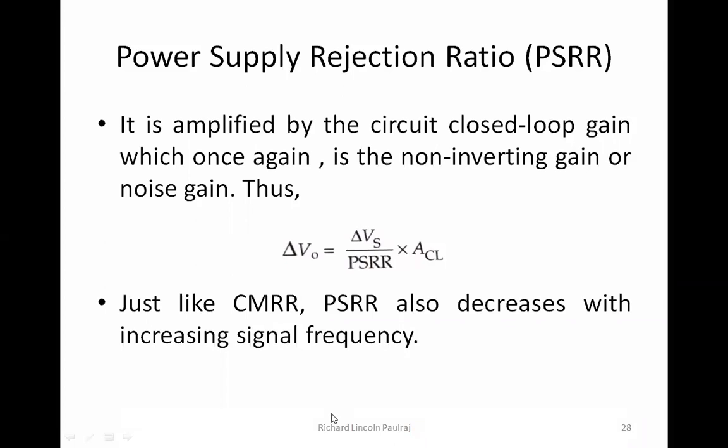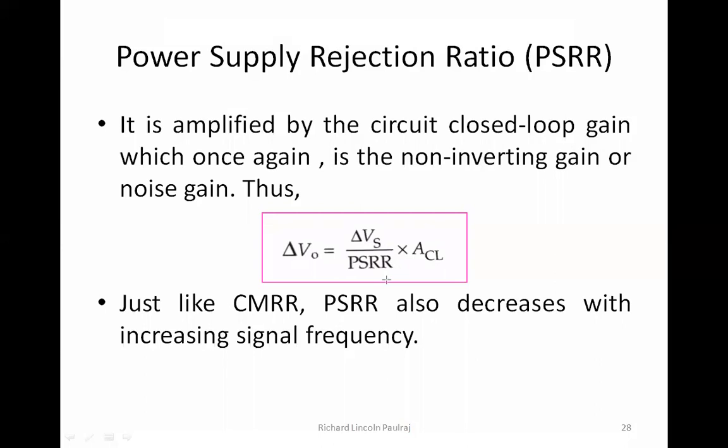So what is this formula suggesting? It is telling us that the change in output voltage is dependent on the change in supply voltage. Say for example, instead of 5 volts, I'm giving about 4.7 and then 4.8 and then 5. So all these changes are nothing but delta Vs divided by PSRR.